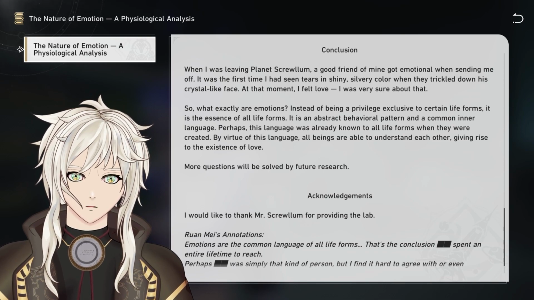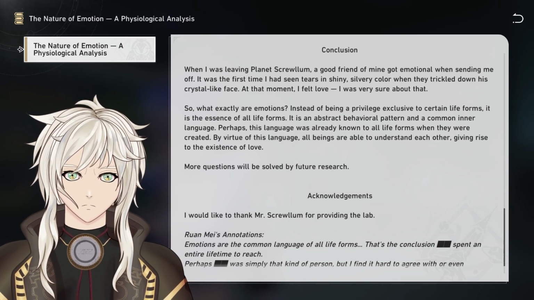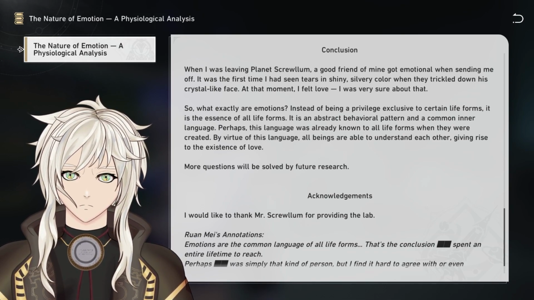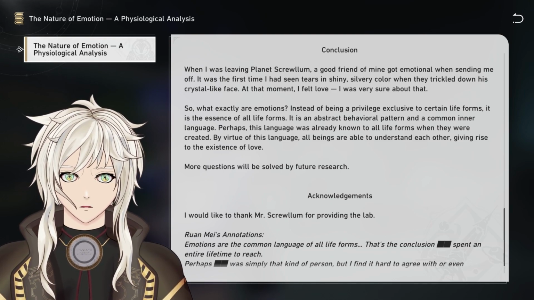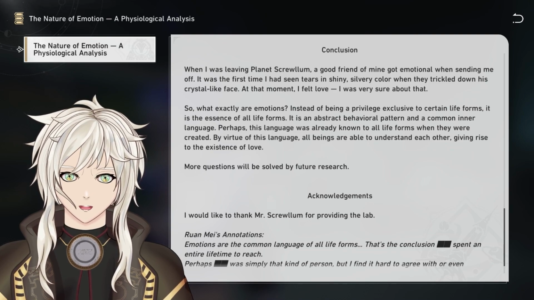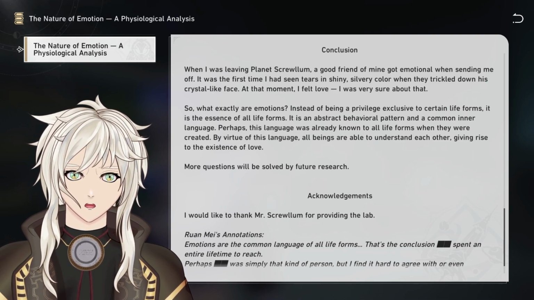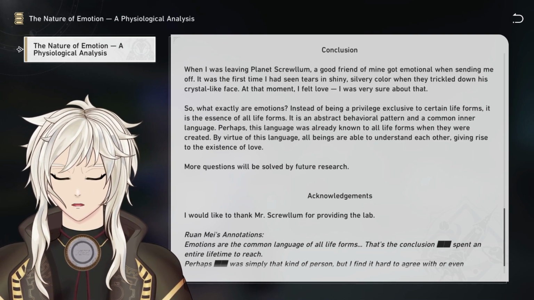Conclusion. When I was leaving Planet Screwlum, a good friend of mine got emotional when sending me off. It was the first time I had seen tears in shiny silvery color when they trickled down his crystal-like face. At that moment I felt love. I was very sure about it. So what exactly are emotions?